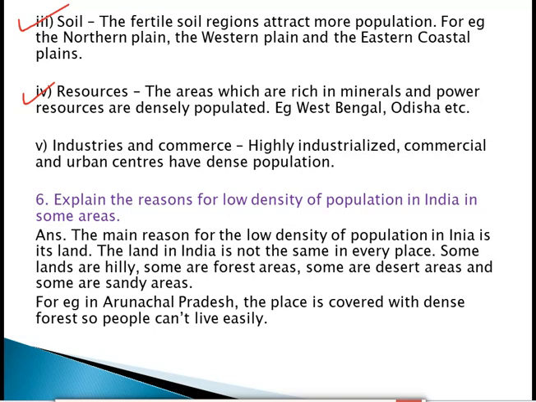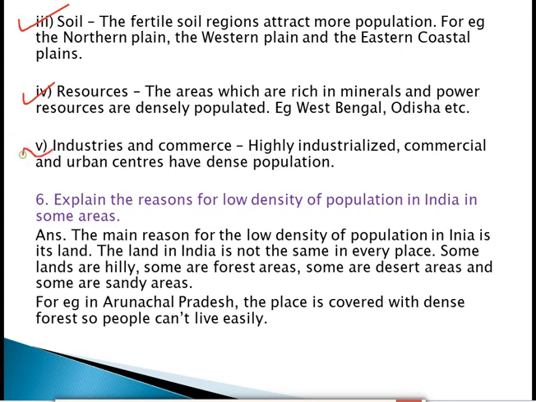Next is resources. The areas which are rich in mineral resources and power resources are densely populated. Means the natural resources which are given to us by nature, like minerals, and even different types of other natural resources like forests and so on. They play a very important role. So the areas which have rich resources of minerals and power resources are dense. More people will live in those areas, like in West Bengal and Odisha.